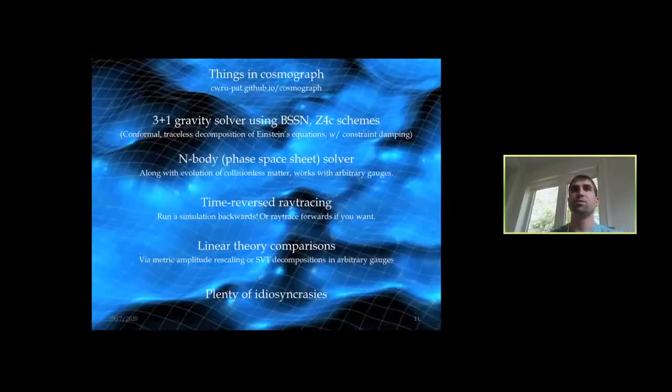Okay, so we've implemented this within Cosmograph. We have, of course, the usual numerical relativity tools, this BSSN scheme, also high constraint damping. If you like, you can not just integrate geodesics of massive particles, but massless particles. You can retrace through the space-time. You can also, if you like, run the simulation backwards.